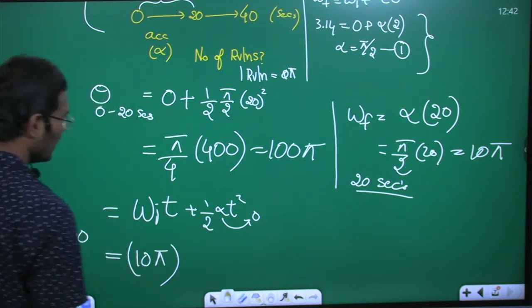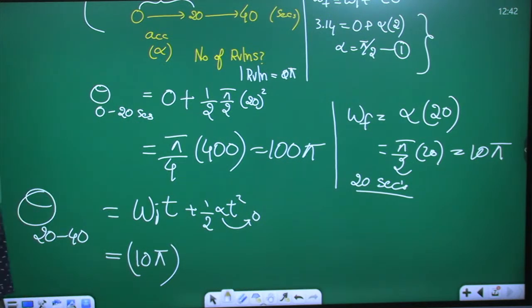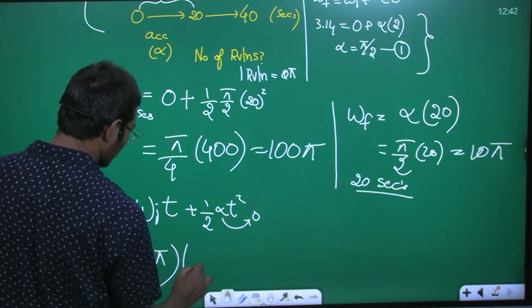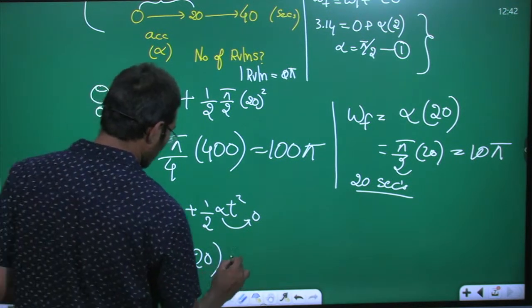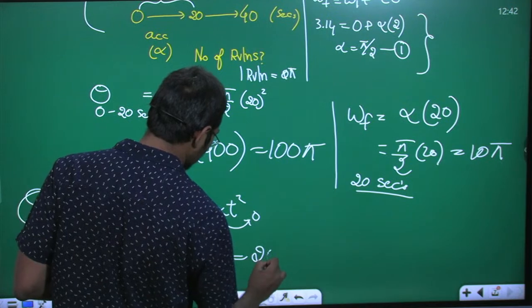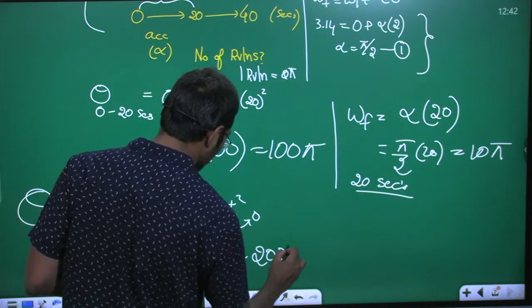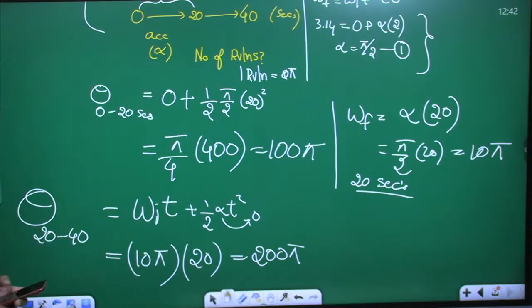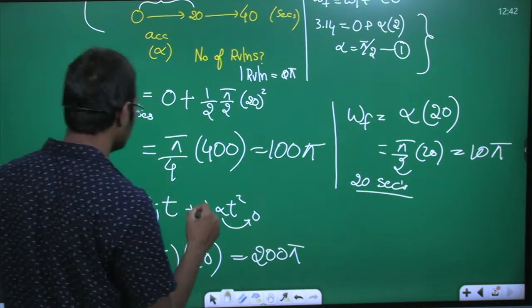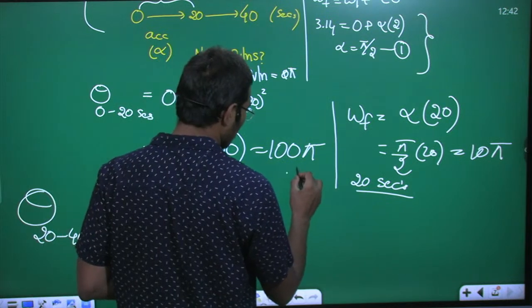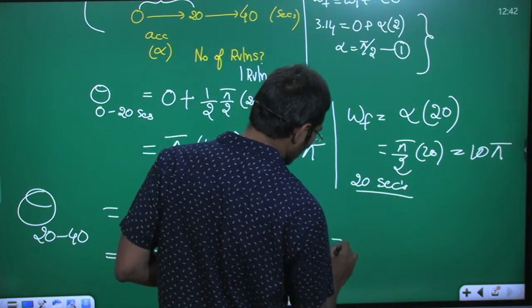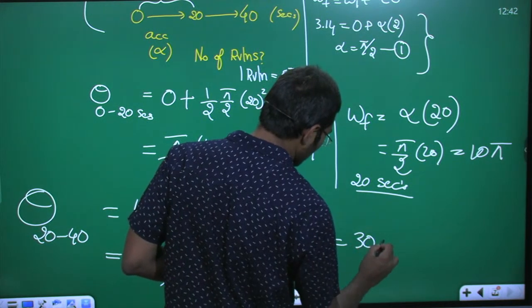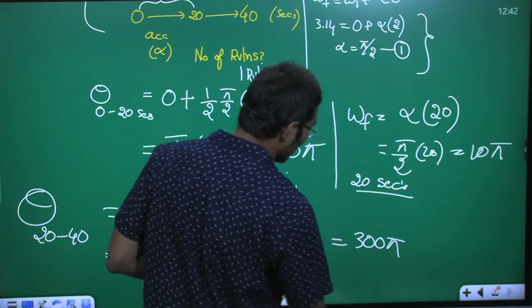And for the remaining 20 seconds, theta is equal to 200 pi, right? So the total displacement covered from 0 to 40 seconds will be 100 pi plus 200 pi, that is equal to 300 pi. So what are we trying to find?